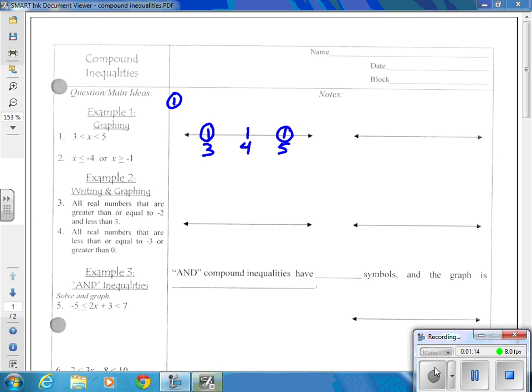Now, the way this is read, x is all the numbers between 3 and 5. So when you go to shade on your number line, you shade all of the numbers that are in between 3 and 5. Right? So that's the way that graph will look.